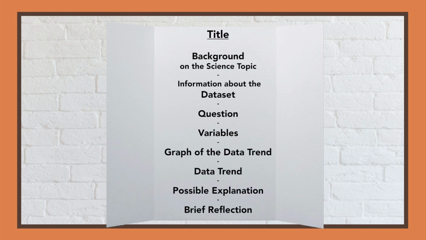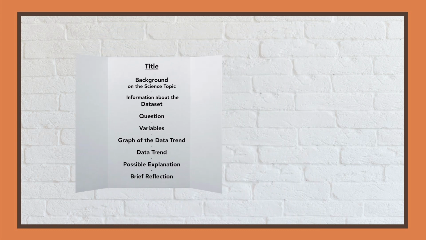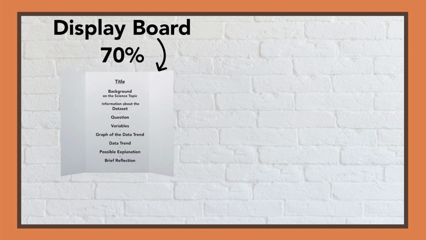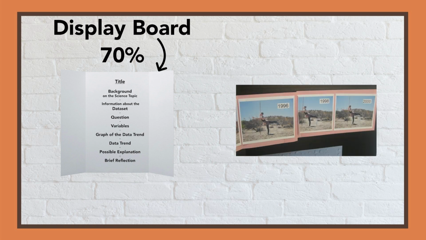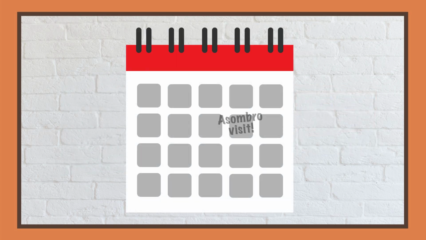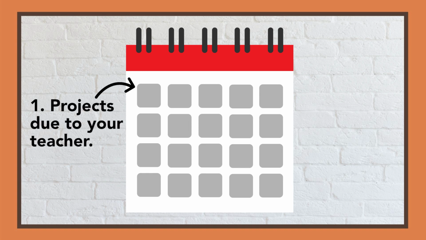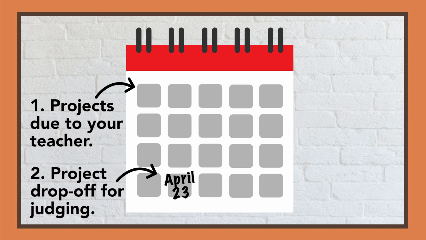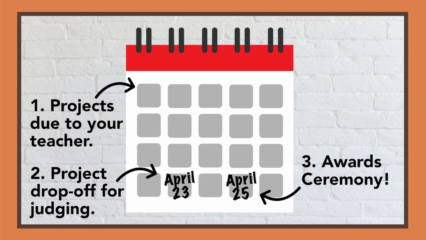Your board will have 9 sections. Some will be a sentence long, and others will require a paragraph. Your board will be 70% of your total score. You'll also submit a creative project, which makes up the other 30% of your score. We'll be here to help by visiting your class several times. Between each class visit, you'll have instructions for pieces of the project to complete on your own. Your teacher will set the due date for your project. All projects must be submitted for judging by April 23rd to compete for prizes. We'll judge all the projects and announce the winners during an award ceremony on April 25th.